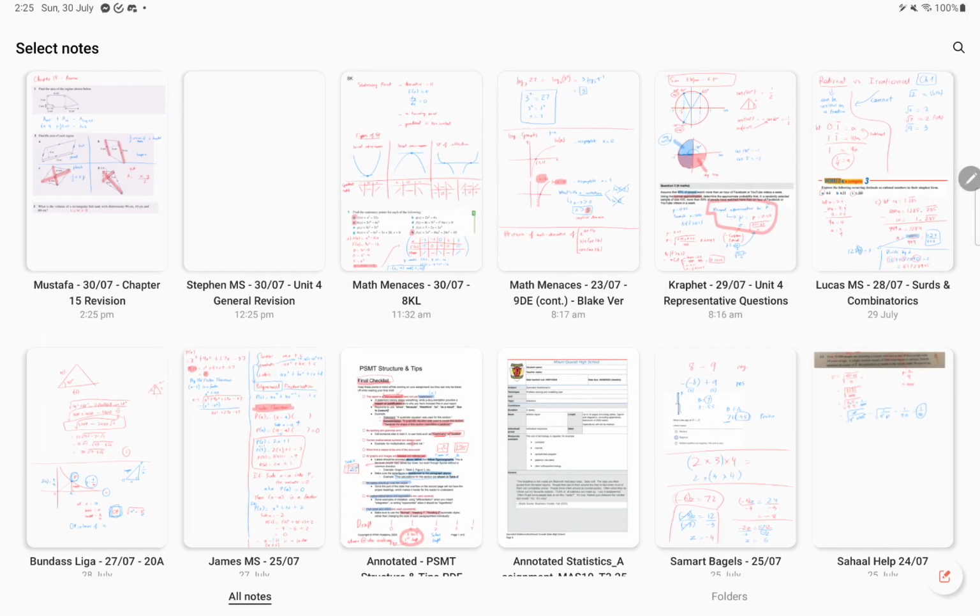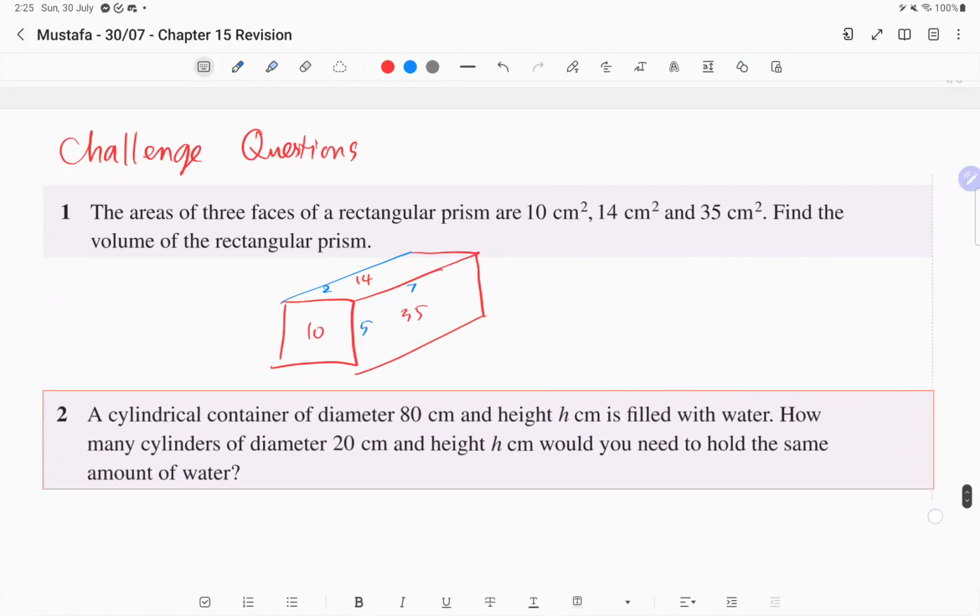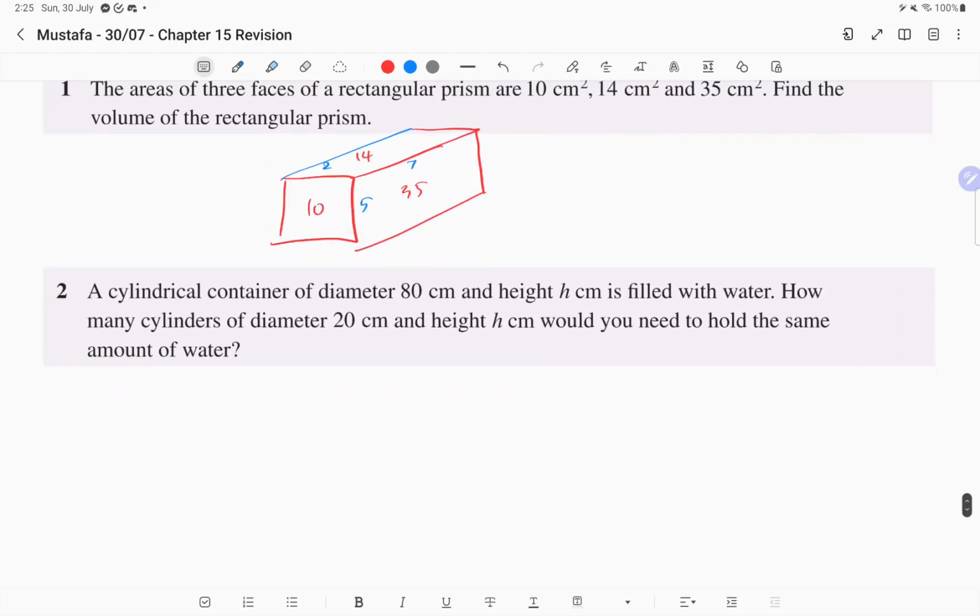Okay, so this is a cylindrical container question. A cylindrical container of diameter 80 and height h is filled with water. How many cylinders of diameter 20 and height h would you need to hold the same amount of water? What do you need to do here? What are the steps here?